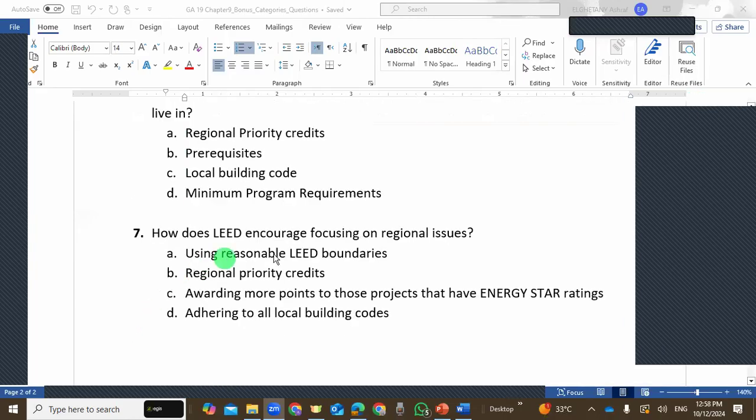Number 7, how does LEED encourage focusing on regional issues? How does LEED encourage work on regional issues? I need now all your answers. 13 answers. Excellent. Through the regional priority credits. Excellent. Very excellent.